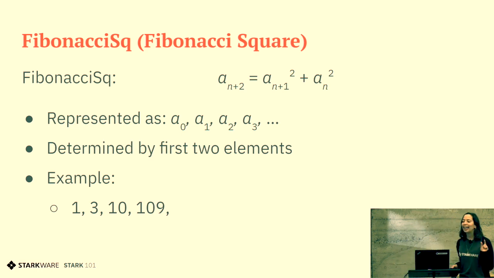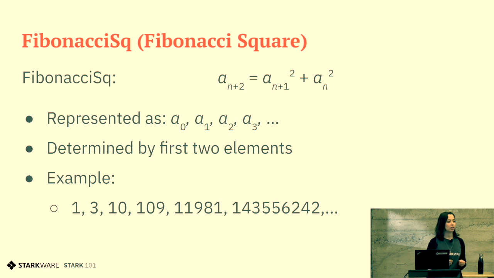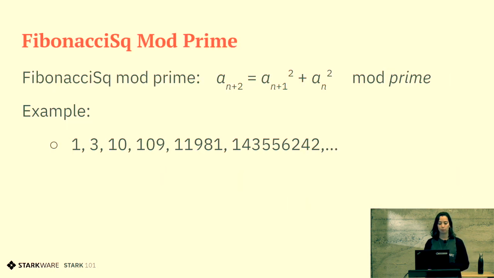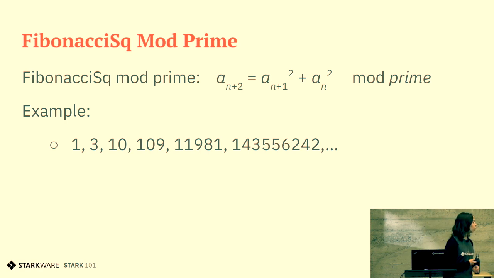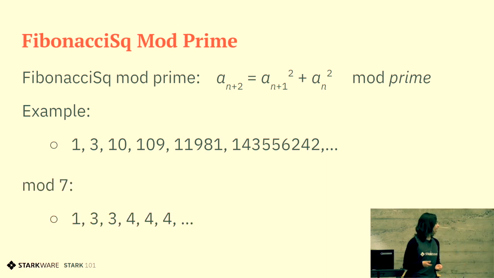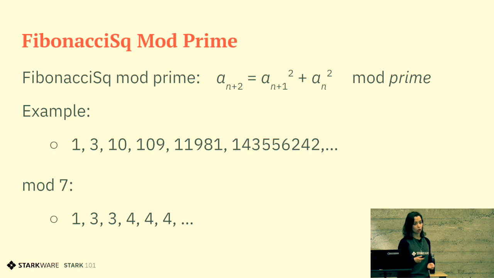We have a tiny problem, though, because it grows really, really fast. So in order to fix that, we are going to take our elements modulo some prime number. So for example, if we look at the sequence we just presented and we take it modulo 7, we get much smaller numbers, because the third element would be 10 modulo 7, which is 3, and so on.